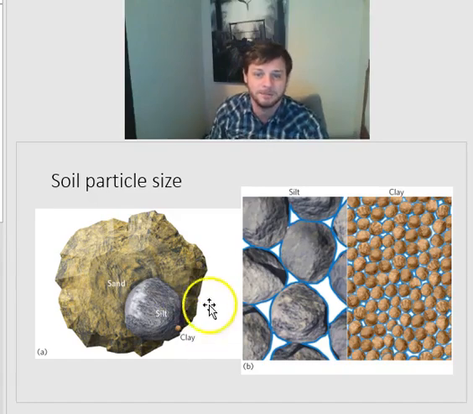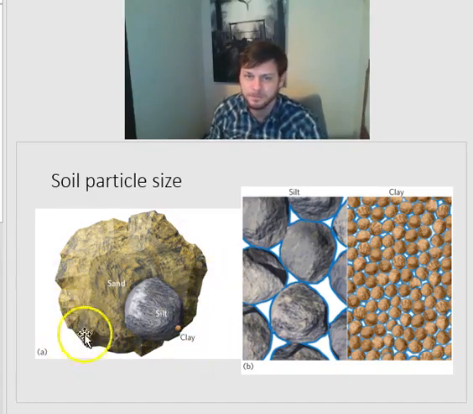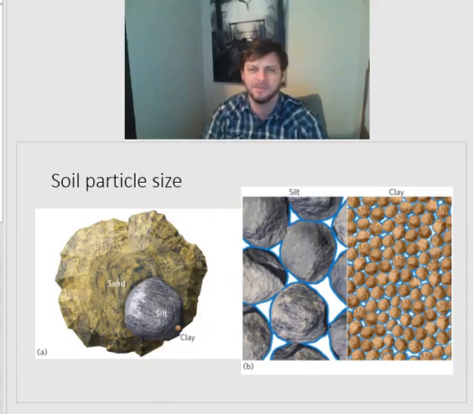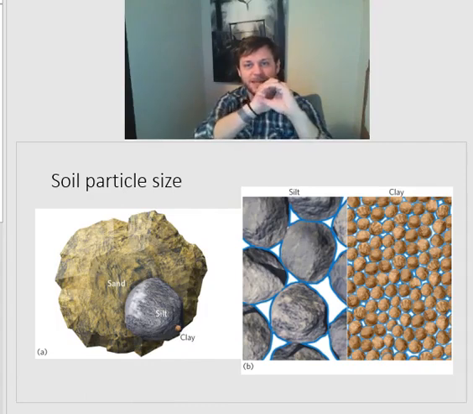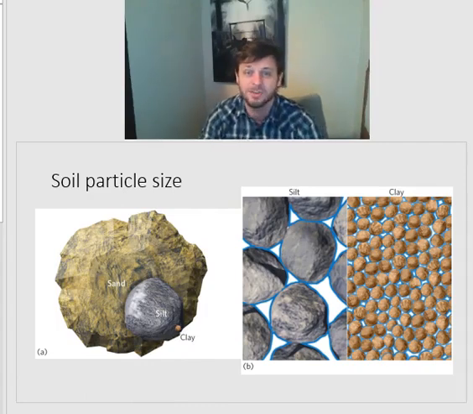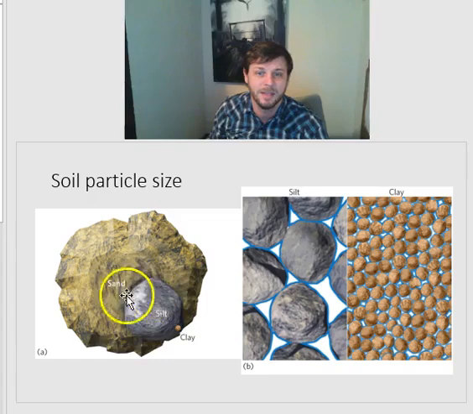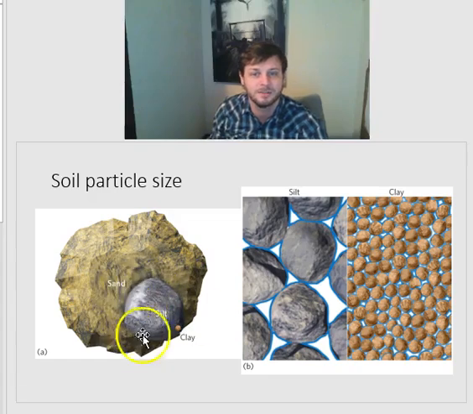So if you look here, this is your sand particle. It's really big. Now there's a couple different types of sand. Like, you can have coarse sand, like really big particles, and you've got fine sand, which is a little bit smaller. But they're still a lot bigger than a silt soil. Here's your silt. And then clay is even smaller.